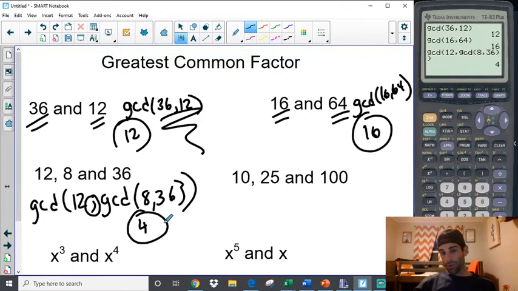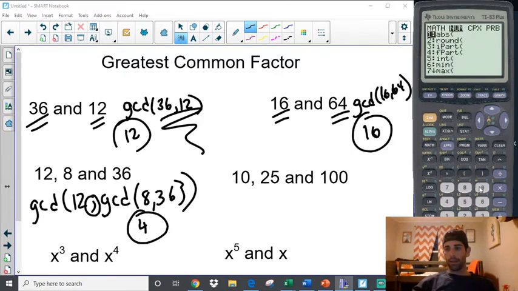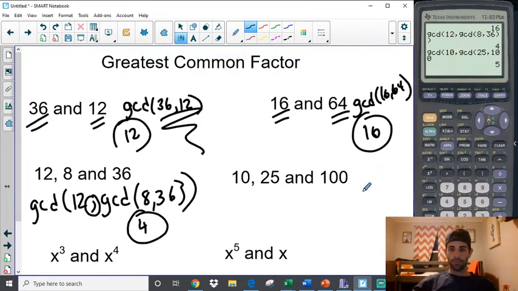You want to give a pause, try 10, 25, and 100. Maybe you're a math whiz, maybe you're not. Okay, maybe you just know the answer. Math, right, 9, 10, comma, math, right, 9, 25, comma, 100. GCD is 5. So that's GCD with numbers.